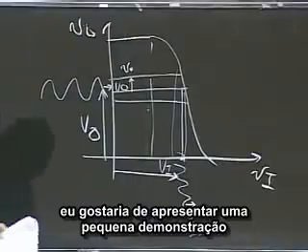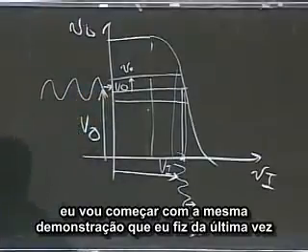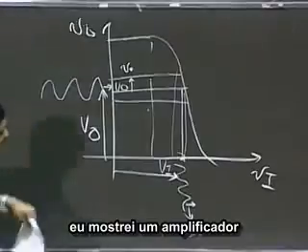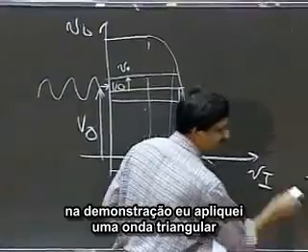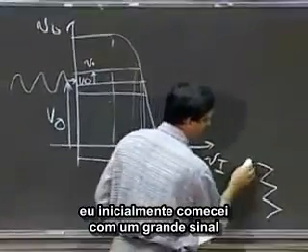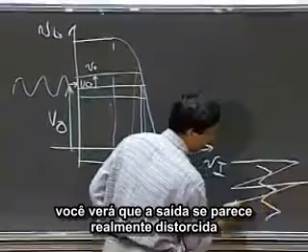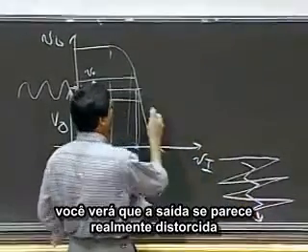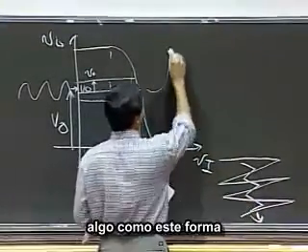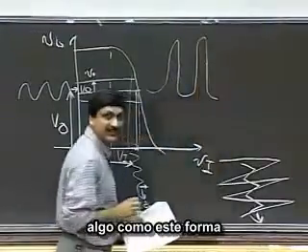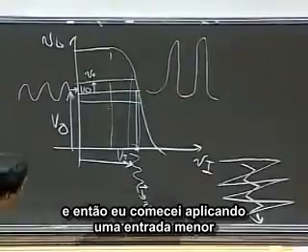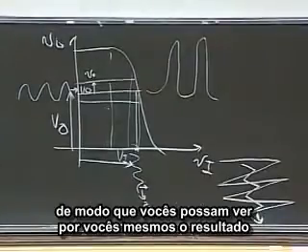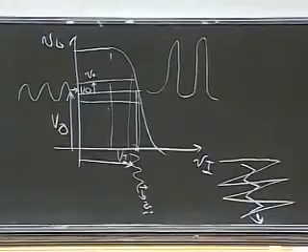I'd like to show you a little demo. I'll start with the same demo I showed you the last time. I showed you the amplifier. In the demo, I'm going to apply a triangular wave. And initially, I start with a large signal. Okay, and you will see that the output looks really corny. It's going to look something like this. Okay, that's the large signal response. And then I'll begin playing with the input, making it smaller, and you can see how it looks yourselves. There you go.